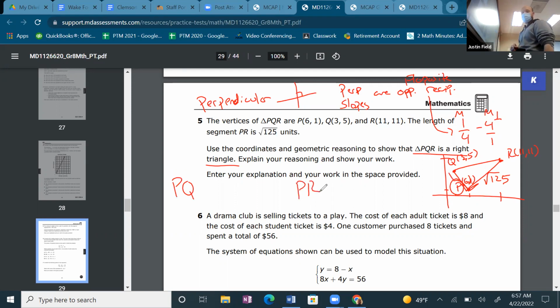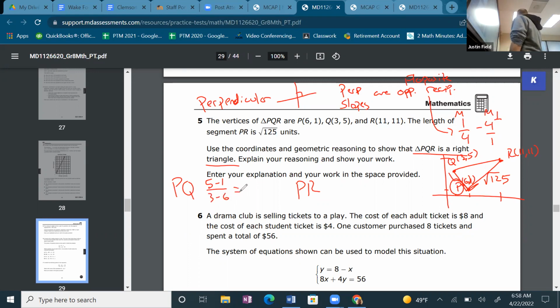So we have two lines that intersect to form angle P. Let's find their slopes and see if they're opposite reciprocals. If they are, they're supposed to be. All right, so (3, 5) and (6, 1). y2 minus y1 is going to be 5 minus 1, and x2 minus x1 is 3 minus 6.